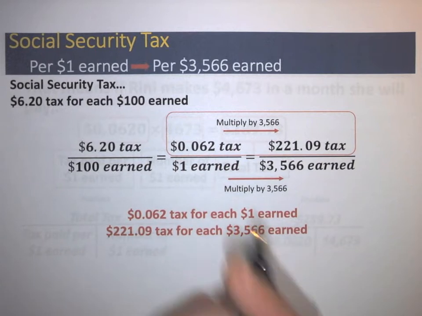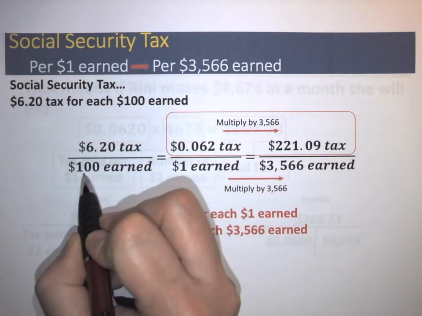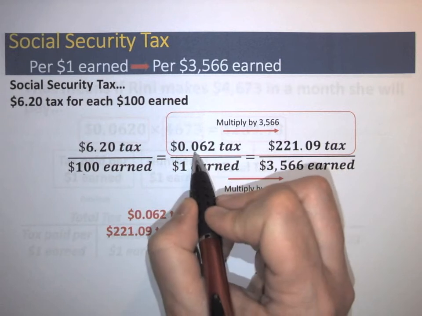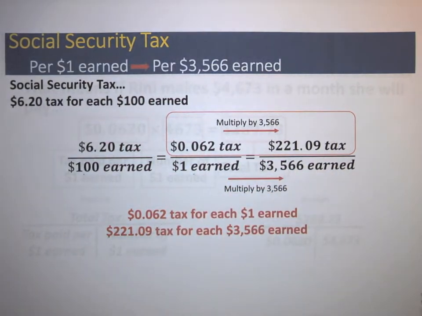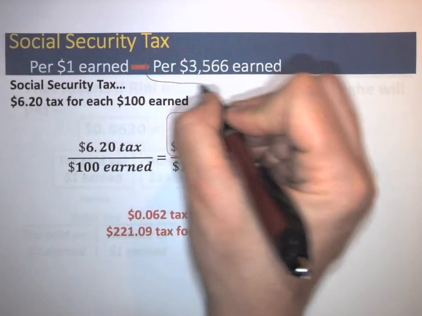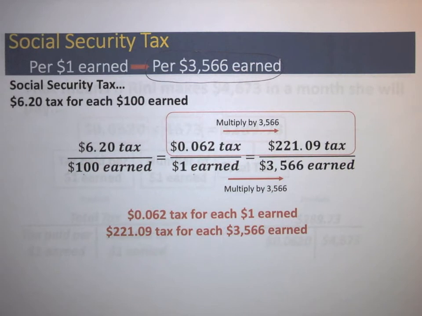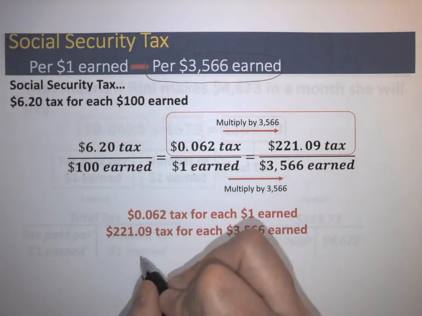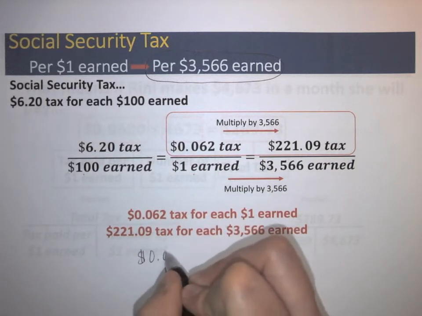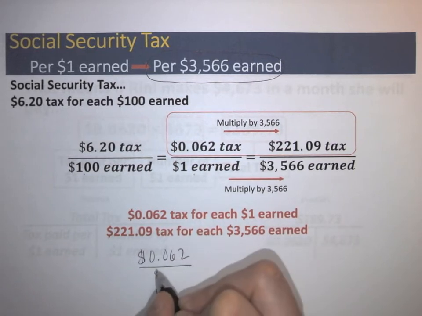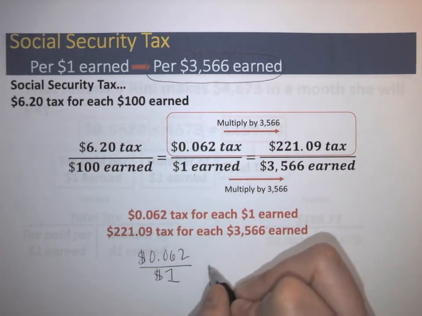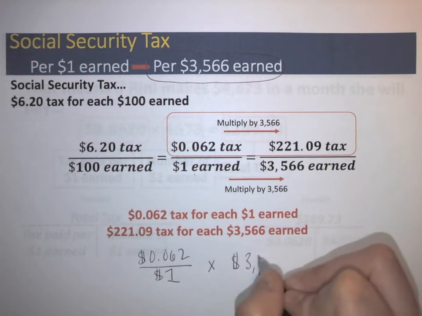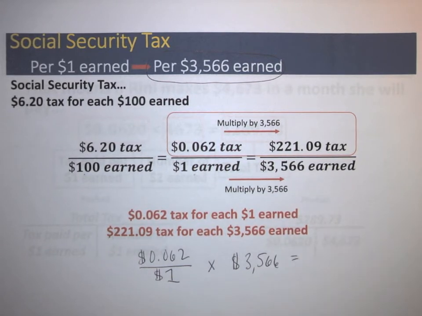Okay, so remember that $6.20 for every 100 is equal to a little over 6 cents for every dollar earned. And so when we have this earning amount, this is a different person who made $3,566. And so all we're going to do is take our unit rate of 0.062, which is the amount for $1, and multiply that by 3,566. And I want you to think about why we're doing that.